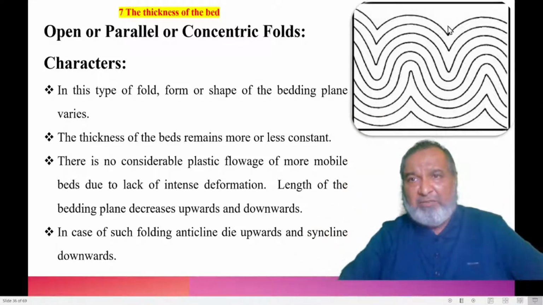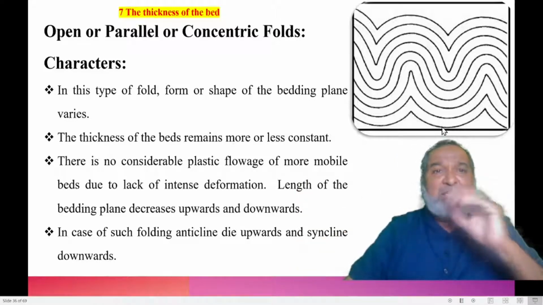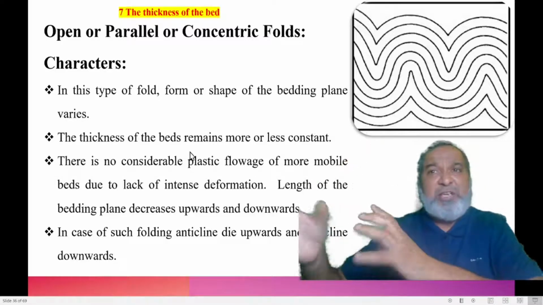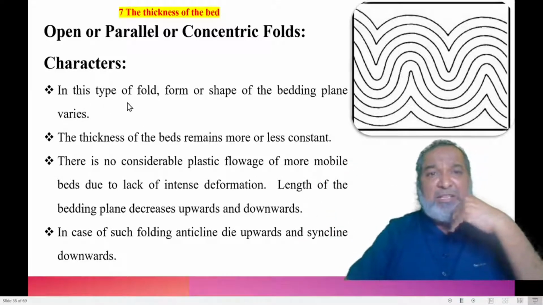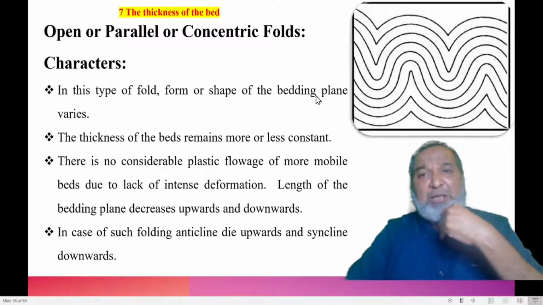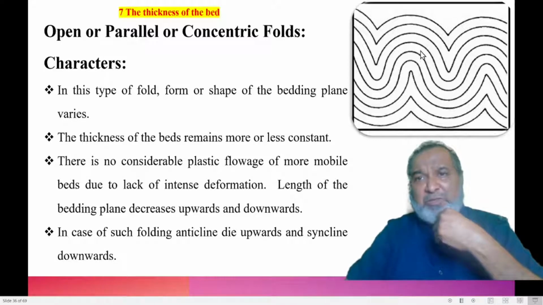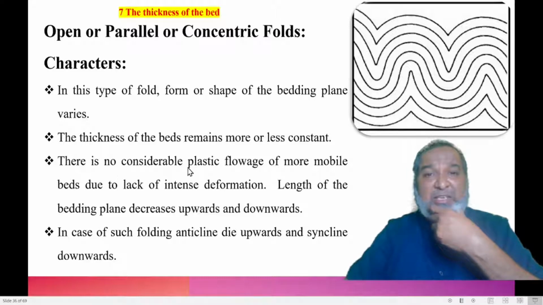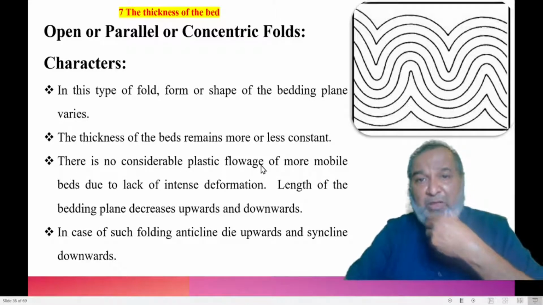Or you can see here we have the trough. As you go down, the trough will change, and the sharp edges become rounded. That is, the fold pattern is going to change as you go deeper. In this type of fold, the form and shape of the bedding plane vary, but the thickness of the bed remains more or less constant. You can see there is no change anywhere. It is all constant, but there is plastic flowage.